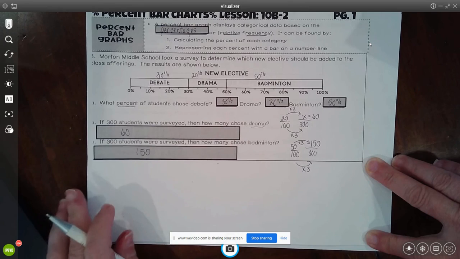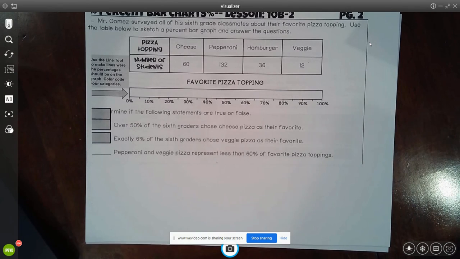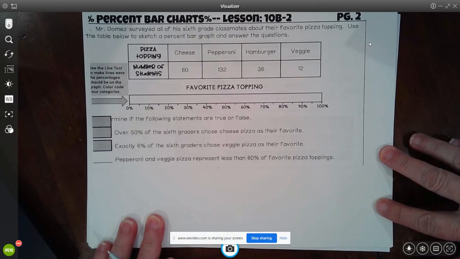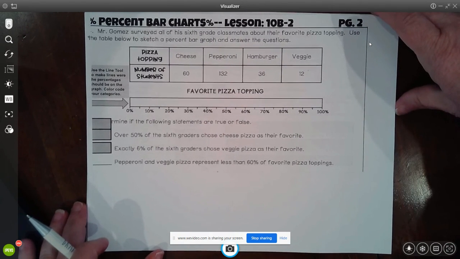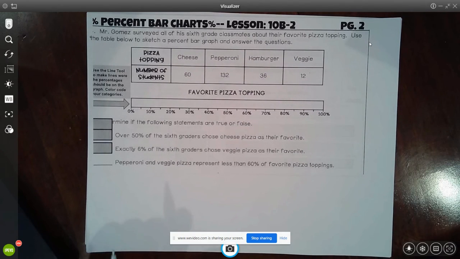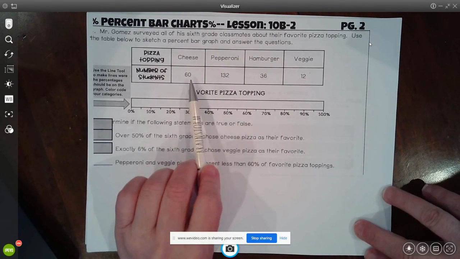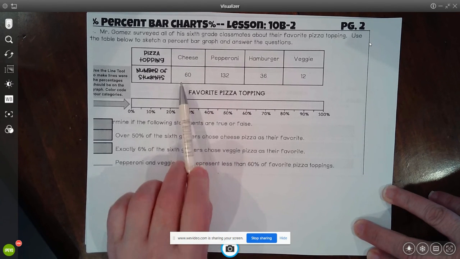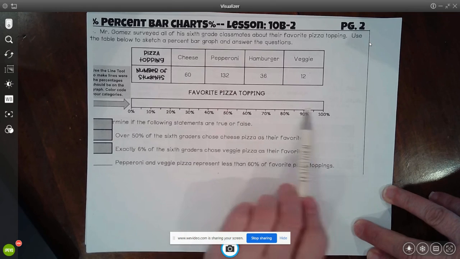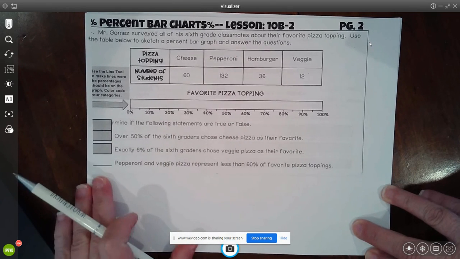Okay, there's a second part of the lesson today that looks like this. Go ahead and get that sheet ready. On this one, it says Mr. Gomez surveyed all of his 6th grade classmates about their favorite pizza topping. Use the table below to sketch a percent bar graph and answer the questions. So now they've given us each category and how many students chose that, but then we have to create our own bar graph. So let's look at the first one.